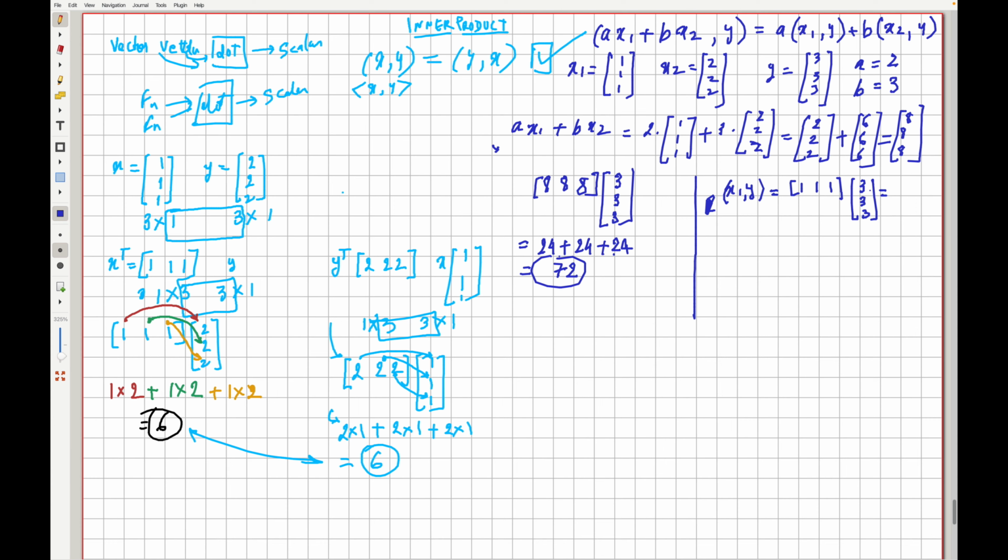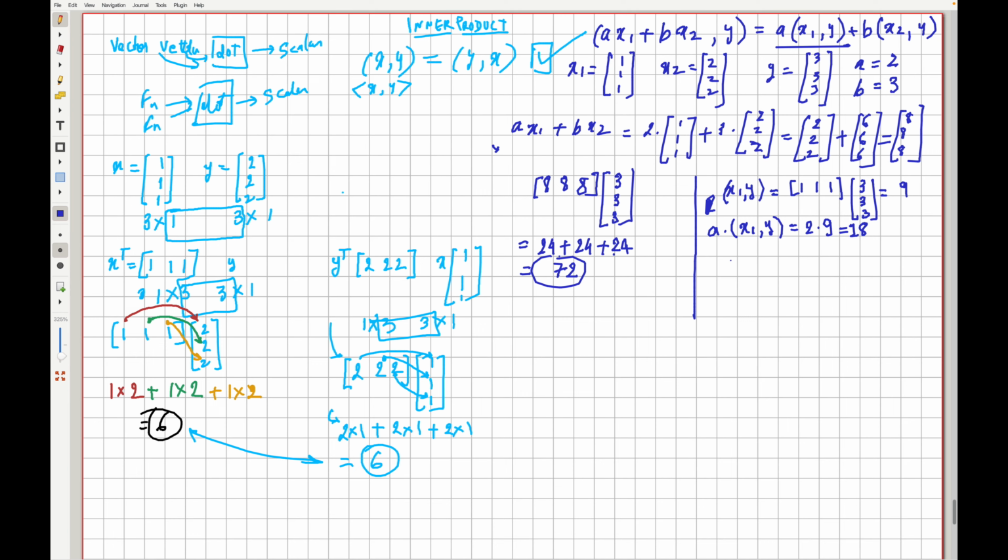So this is going to be 3 plus 3 plus 3, which is 9, and then we multiply a with this dot product that we just got, and the value of a is 2, so we multiply 2 with 9, and what we get in the output is 18. So that's part 1 we did just now.